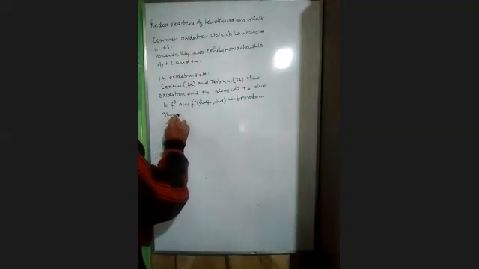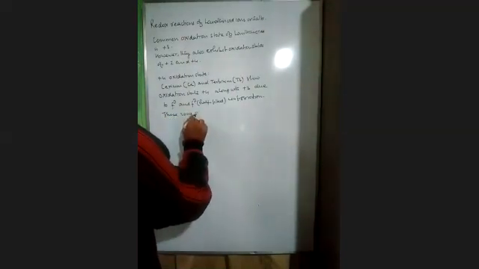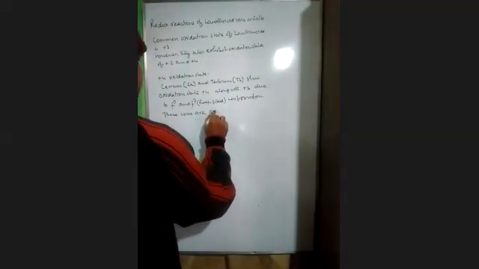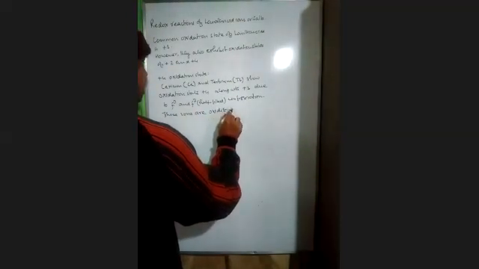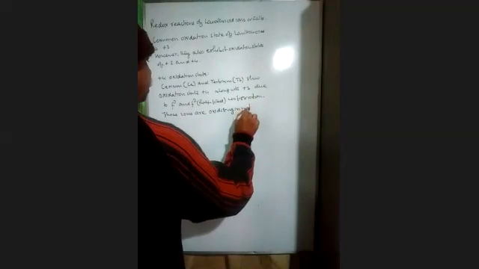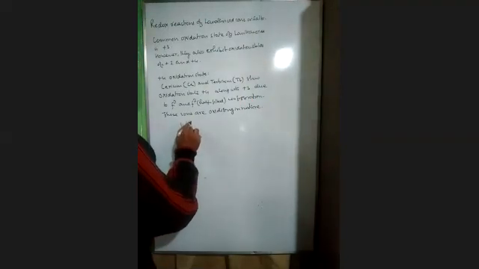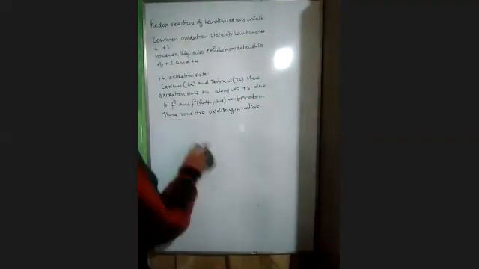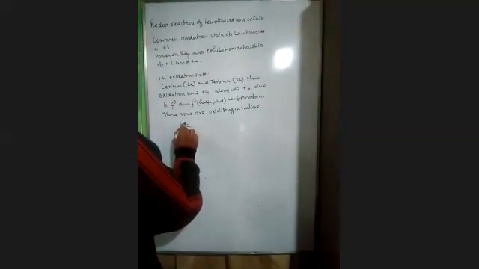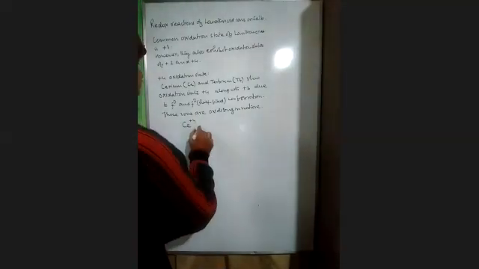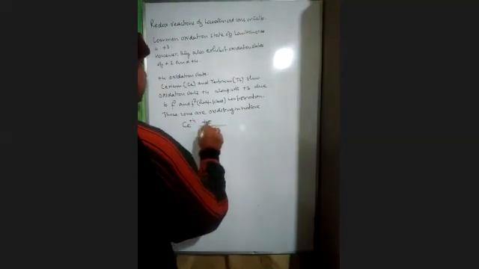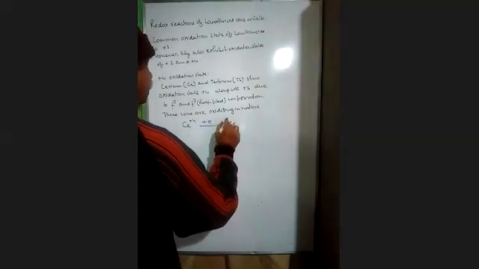These ions are oxidizing in nature. Why? See here, Ln, like cerium +4. So which is the stable one? Stable oxidation state is what? +3. So it will take one electron from others and attain the +3 electronic configuration. Please remember.